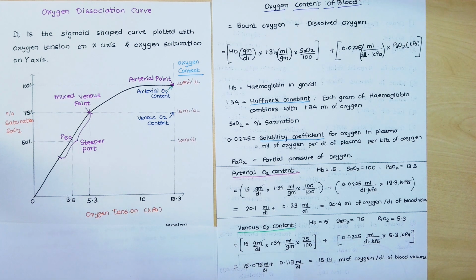These values can be plotted on the oxygen dissociation curve: arterial oxygen content as 20 mL per deciliter, venous oxygen content as 15 mL per deciliter.